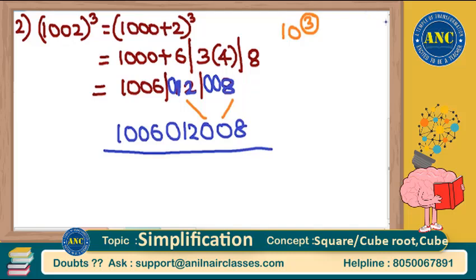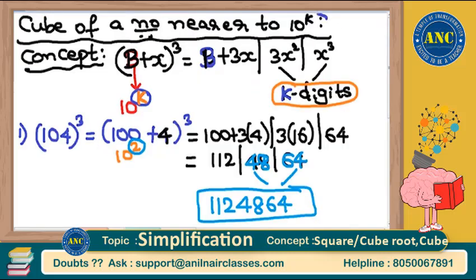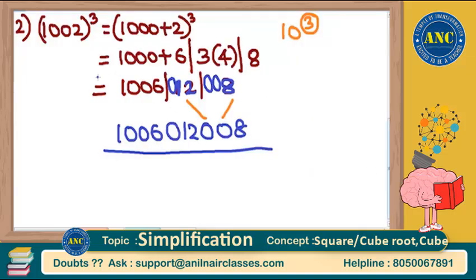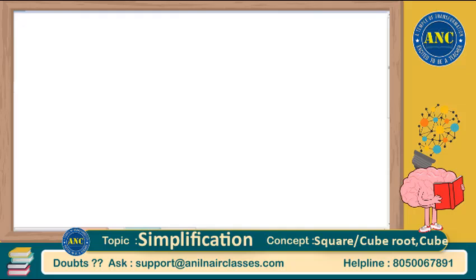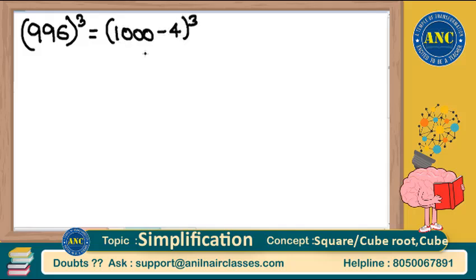Idea clear, sir? Now, what is the heading? Cube of a number nearer to 10 power k. That means the number should be nearer to 100 or 1000 or 10,000 or whatever it is. The numbers nearer to 100 are not 104 only. It can be less than 100 also. The number can be less than 1000 also, right? Let us take numbers which are less than 100 or 1000. Now see here, sir. Suppose, for example, I will take 996 whole cube. 996 whole cube is 1000 minus 4 whole cube. The b value is 1000. Let me write the notation for you again.